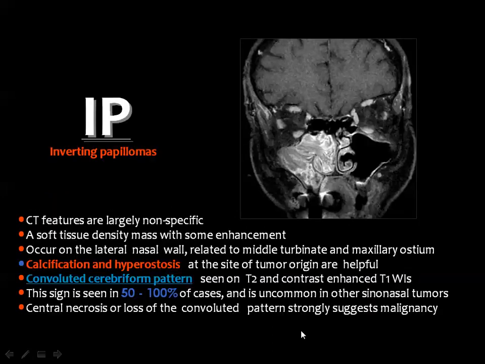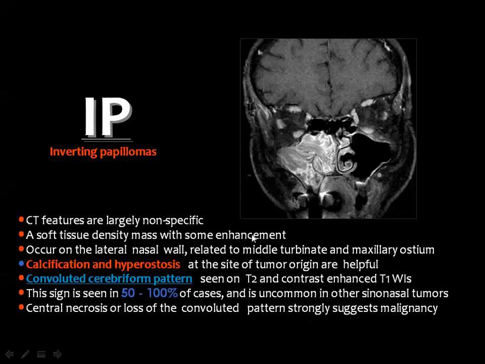One of the important landmarks for inverted papilloma is what's known as the convoluted cerebriform pattern, where if you look at this lesion in a T2-weighted image, you can see what looks like cerebral tissue. And this is one of the diagnostic landmarks of inverted papilloma. The CT features are usually non-specific, but if you refer to what I have said, you can many times spot the diagnosis of this lesion.